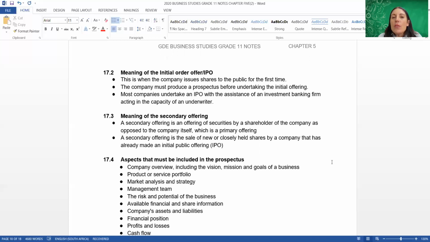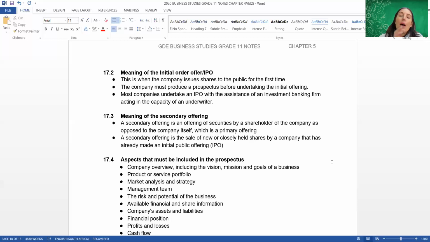The company must produce a prospectus before undertaking the initial offering, obviously, because we need to tell the public what this company is about, and why it's a good thing for them to buy the shares. Now, the next point. Most companies undertake an initial or IPO offering with the assistance of an investment banking firm acting in the capacity of an underwriter. Now, what does this mean?